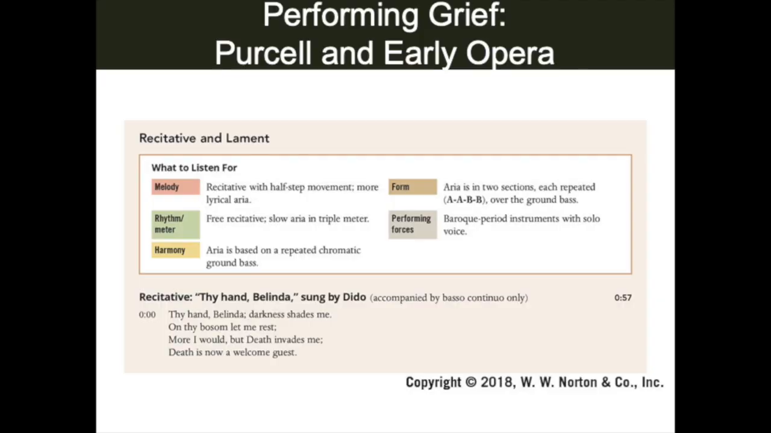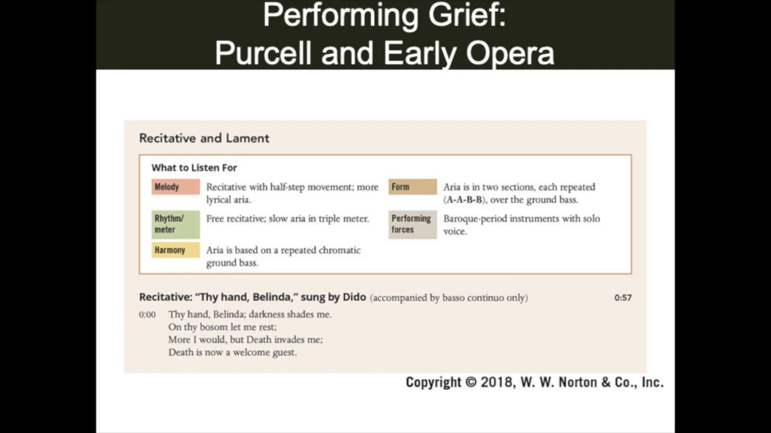Now for the recitative and the lament. The recitative is with half-step movement, so they're really small intervals. And then we have the more lyrical aria. And recitative, think of the articulation of text. The rhythm is a free recitative, so there isn't any meter going on to give us an emphasis of pulse or anything. And then after the recitative, we move into a slow aria triple meter.